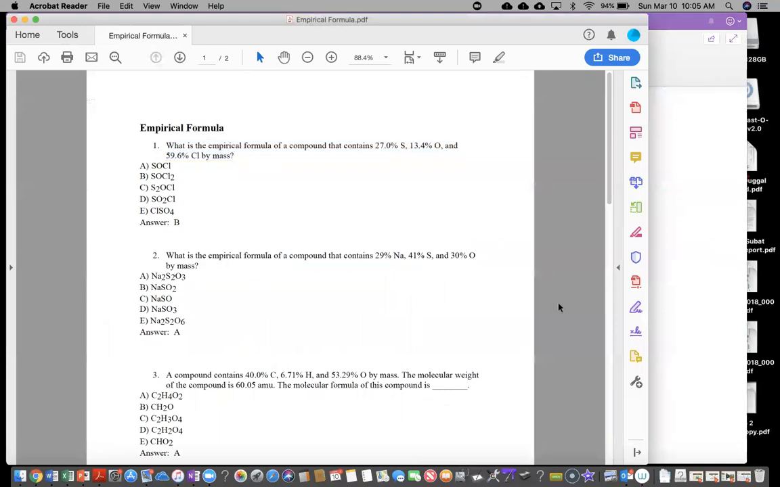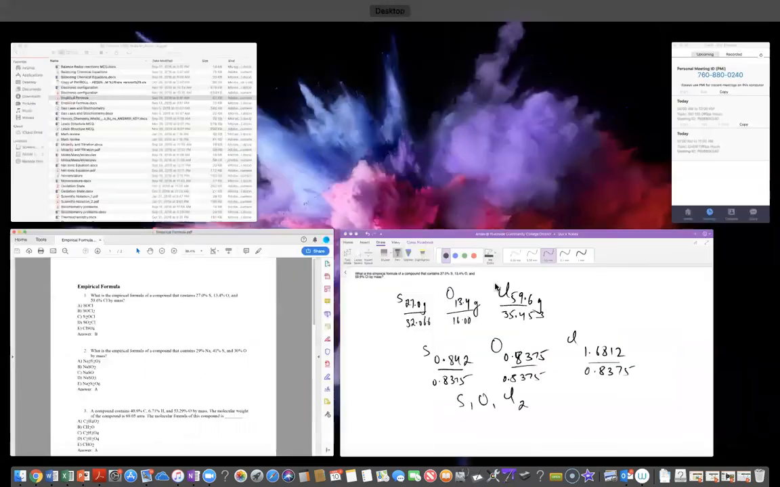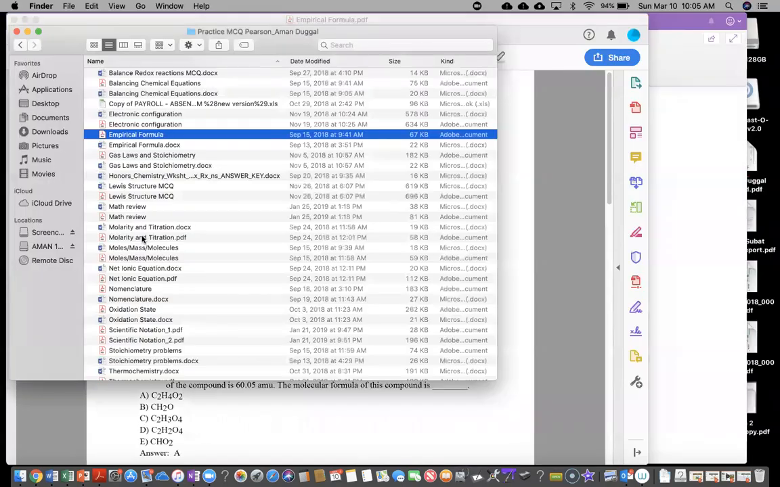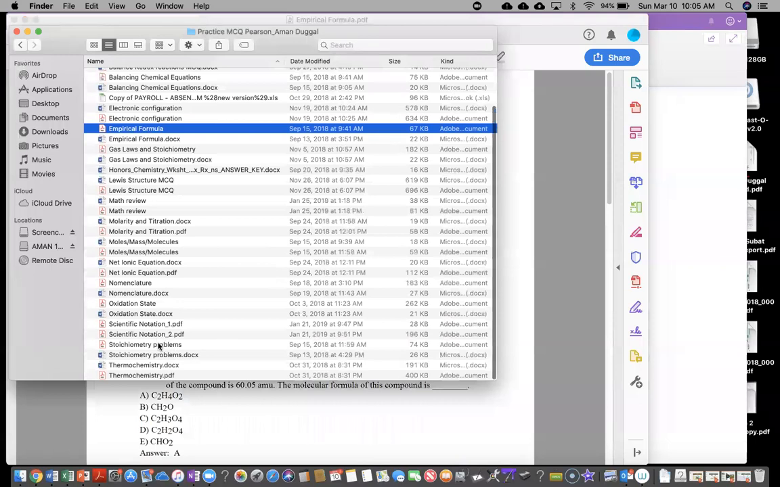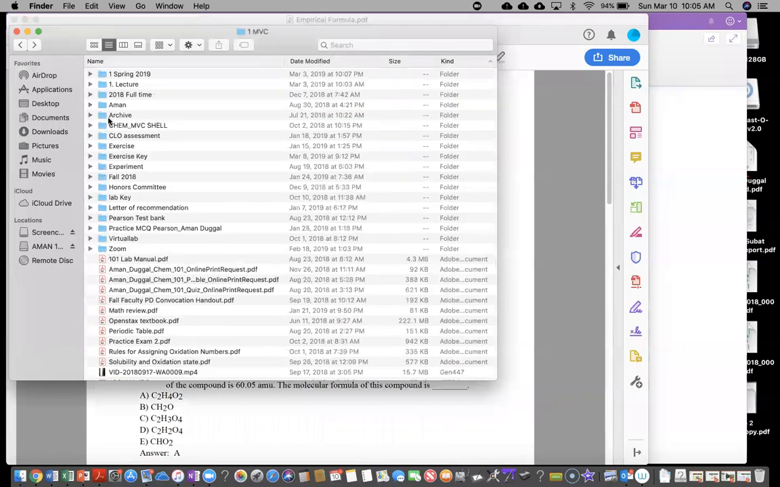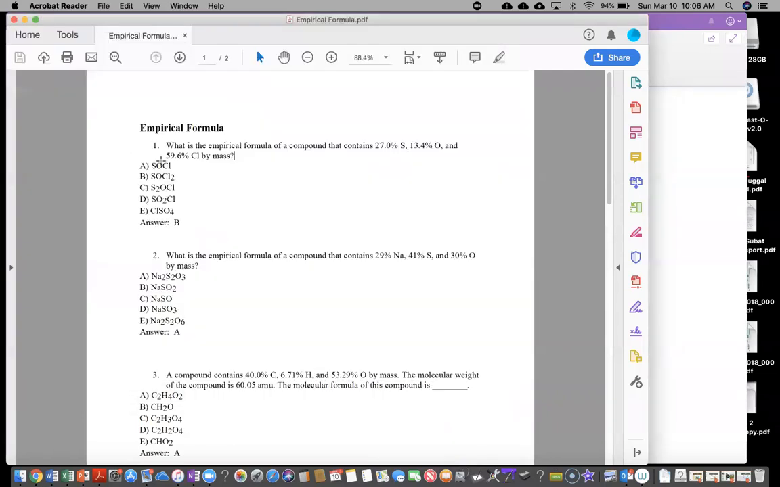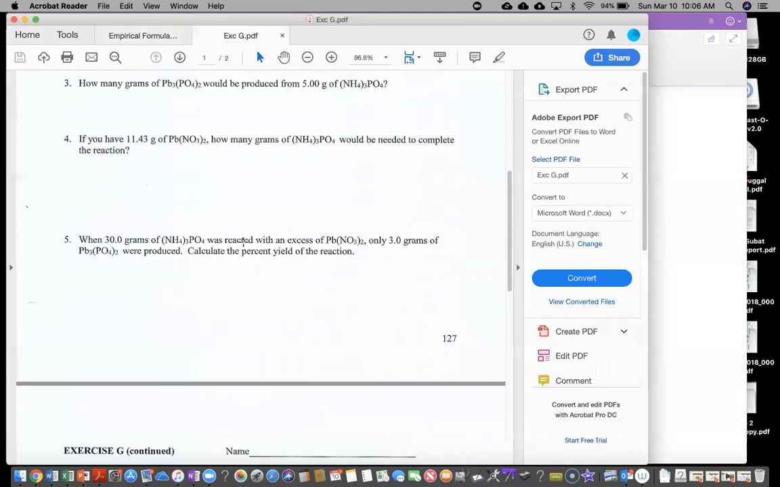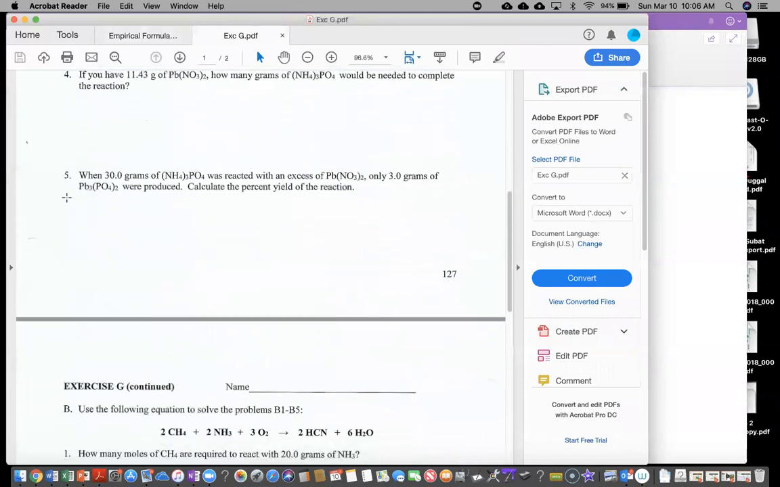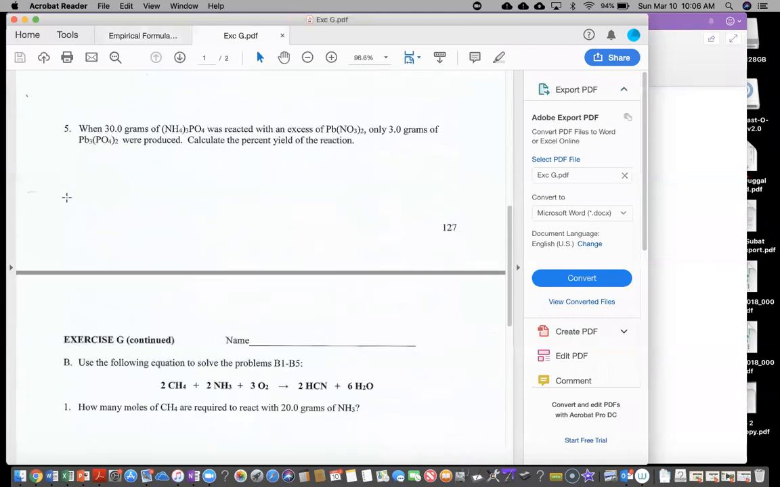I have a question, Stephen, on the stoichiometry problem. It's exercise G, number A5. On the key, it said to skip it or something. Yeah, if you download it again, there's an updated version which actually has the answer.